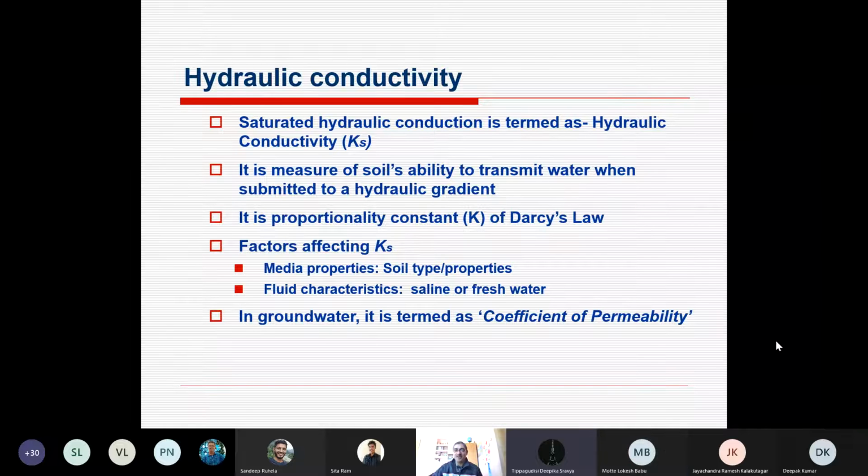Have you learned about hydraulic conductivity? Sir, a little bit, I think. Yes, I remember the term. Okay. Let me then complete this here.